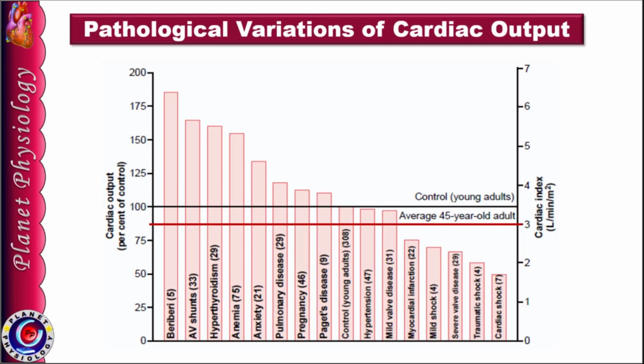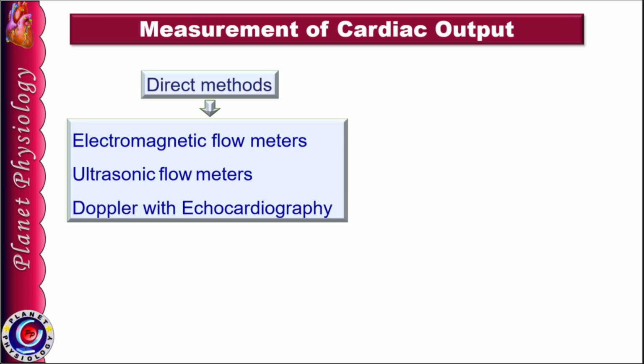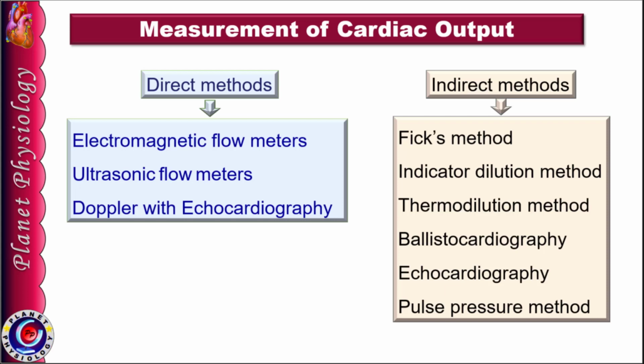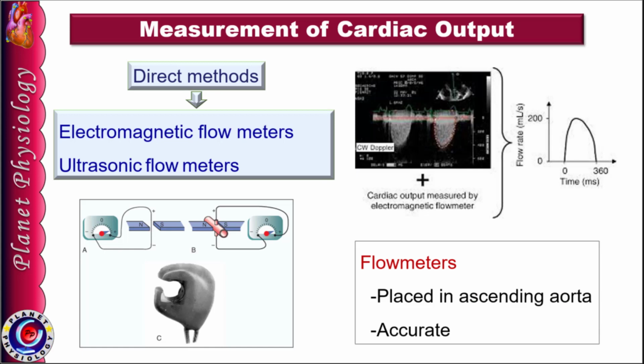Now let us move on to the measurement of cardiac output. Cardiac output can be measured by direct methods using various flow meters or by Doppler echocardiography. Indirectly, it can be measured by using fixed principle, indicator dilution, ballistocardiography, echocardiography and pulse pressure method. Now coming to the direct methods. Flow meters can be electromagnetic or ultrasonic flow meter. They are usually placed in ascending aorta and record flow rate as indicated here. Cardiac output is accordingly measured from this record.